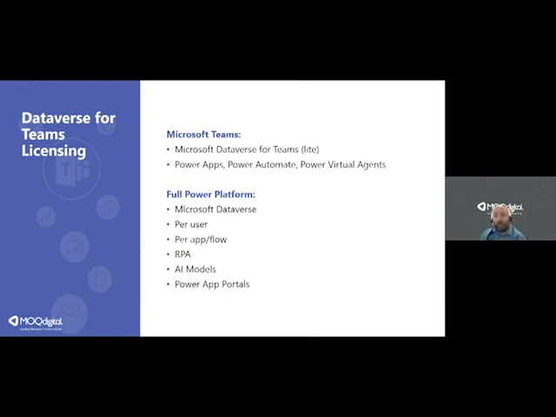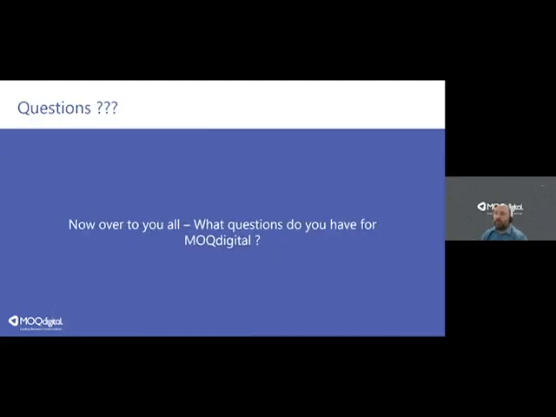The other way to build apps with Power Apps on top of Teams is to obviously go for the full Power Platform licensing, which means that you get full Microsoft Dataverse. You choose to license your users per user or per app or per flow. You get the ability to start using robotic process automation as an add-on. You can start to use the AI models as a feature, and you can use Power Apps portals for external user interaction. So that would be the full Power Platform way of licensing the solution. And that, I think, is it. Yeah, no, that is it.